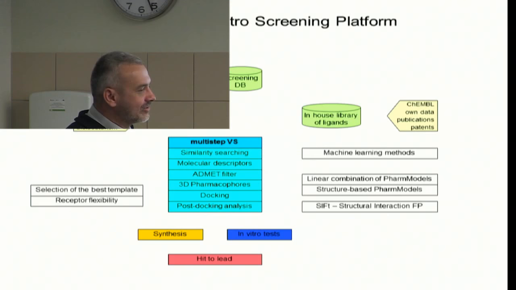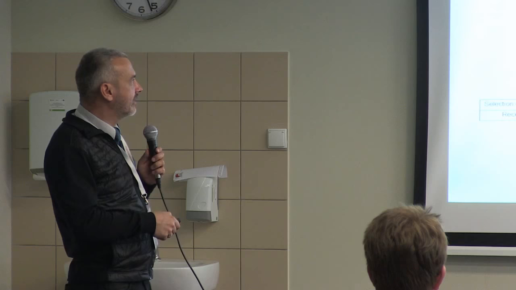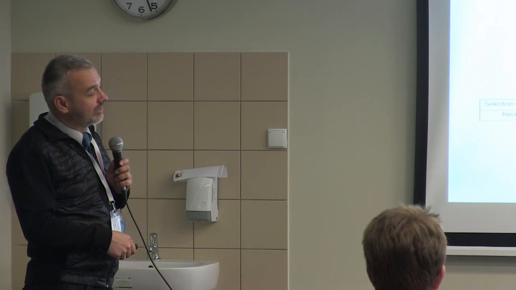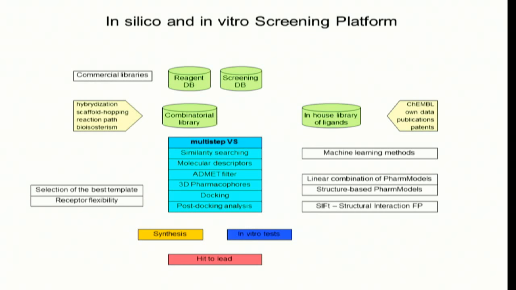So we have in fact everything to build our own virtual screening programs. Here is a key player, meaning multi-step virtual screening, which consists of a number of filters you use to screen huge databases of compounds to find, finally in docking, for example, those which fit your target. Then we also have the synthetic lab and efficient in vitro tests, not as efficient as in the case of Martin. However, this is also medium throughput screening.